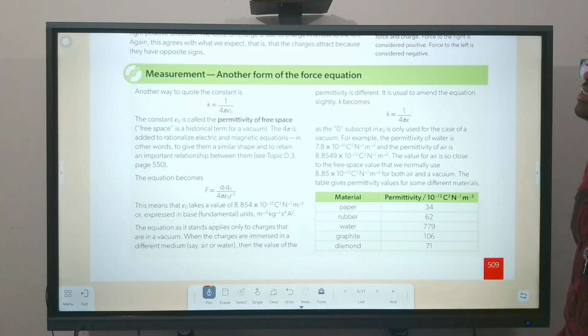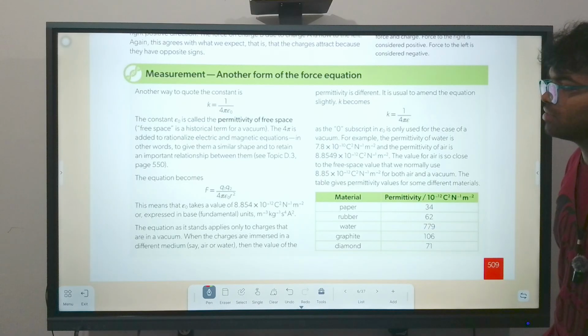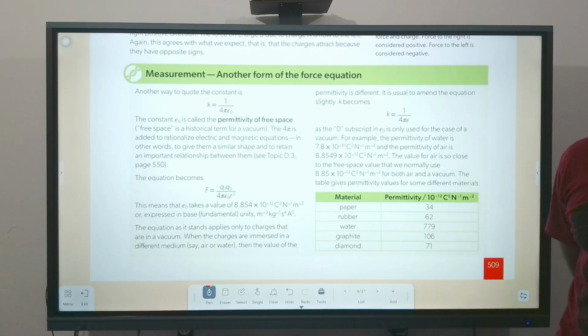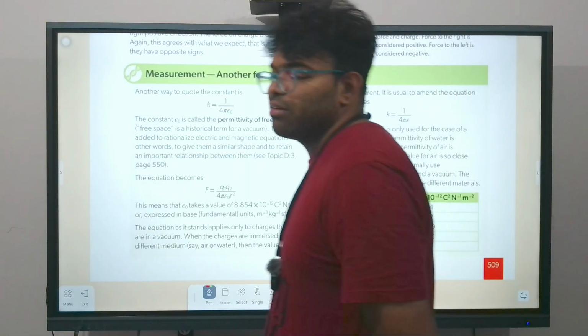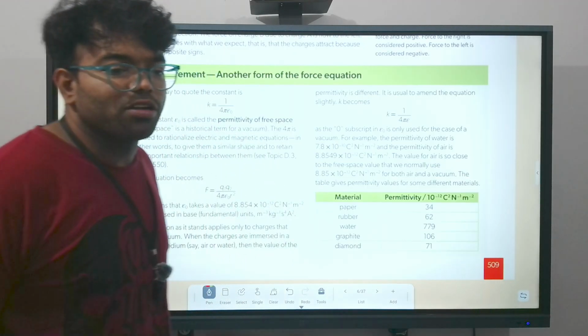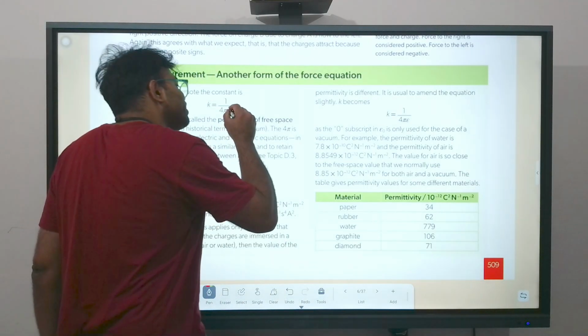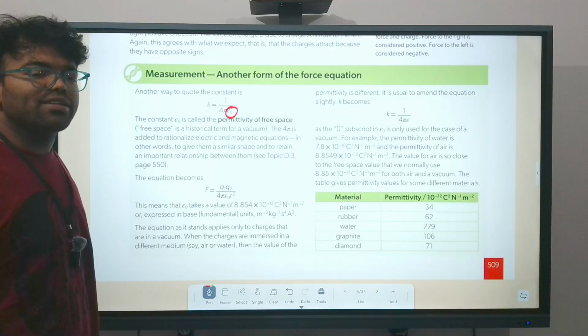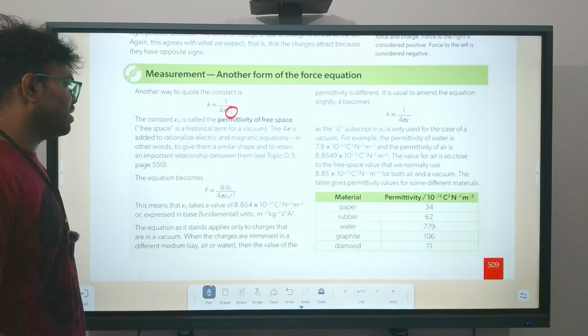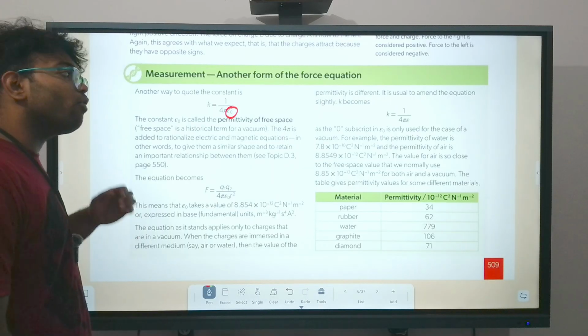Now, we have to learn about what the value of k is, how we got the value of k as 9 into 10 raised power 9. We have to understand that. Another way to quote the constant is k is equal to 1 upon 4 pi epsilon naught, where 4 pi is a constant, just mathematical terms. But we have one small thing here, this epsilon naught. The epsilon naught is known as the permittivity of free space, a historical term for vacuum.